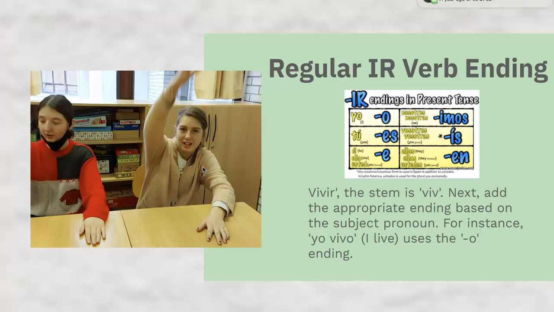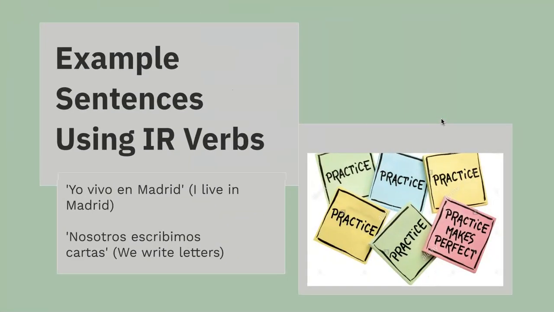You add on the O ending. So again, it's similar to our ER verbs. The only two differences are our IMOS and our ÍS. In our ER verbs, we have our ÉIS and then our EMOS here. So example sentences using IR verbs. So we got yo vivo en Madrid, or nosotros escribimos cartas. We write letters.